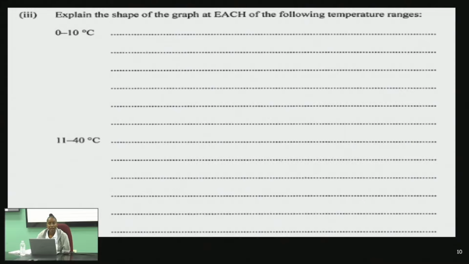Now, your graph should be increasing or would have been increasing until you reach the 40 degrees Celsius, which we had identified previously as our optimum temperature, which means at that point we would have had maximum rate of collisions, because that would have been the optimum temperature of the enzymes where it works the fastest, or we have the most bubbles being produced.